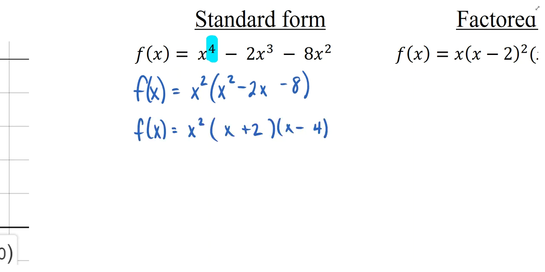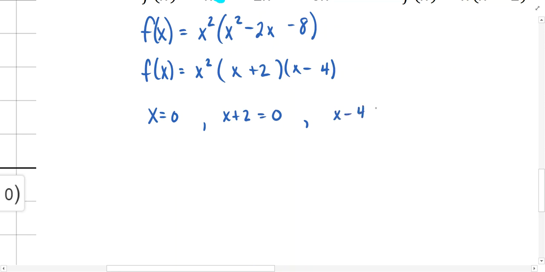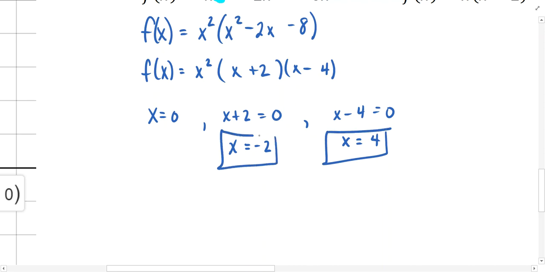Since the first linear factor x has a power of 2, we would say that this factor has a multiplicity of 2. And when we look at the graph, we will see that the graph behaves like a quadratic function at that 0. Since we have the function factored, we can set each factor equal to 0 to solve for the polynomial solutions. The solutions for this polynomial are 0, -2, and 4.